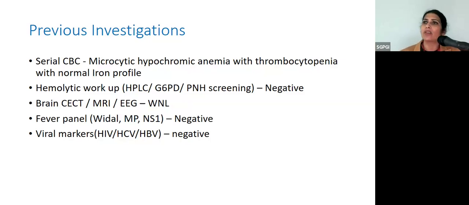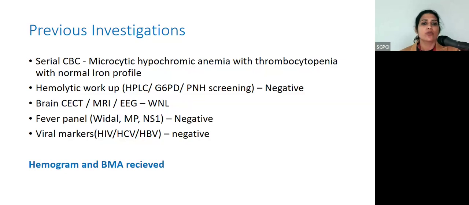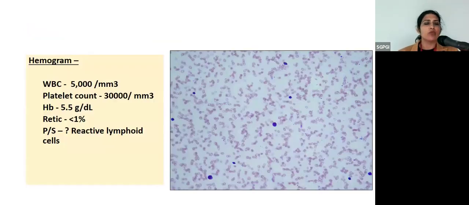And then when you have a condition where there's a pyrexia of unknown origin, what is the next thing to do? The next thing to do is a bone marrow. So the bone marrow aspirate and hemogram was received, and the hemogram did show some microcytic hypochromic cells.